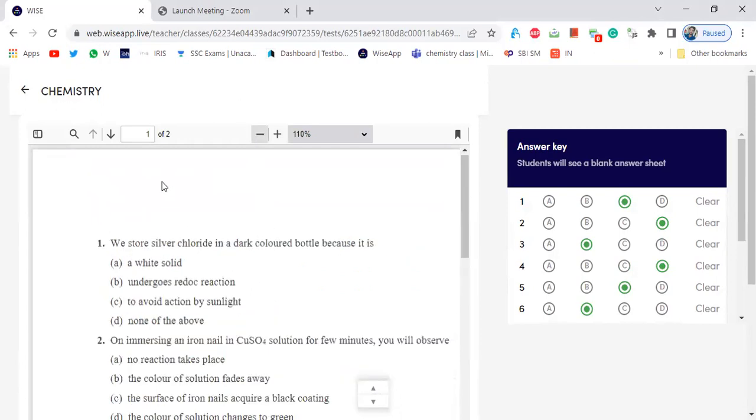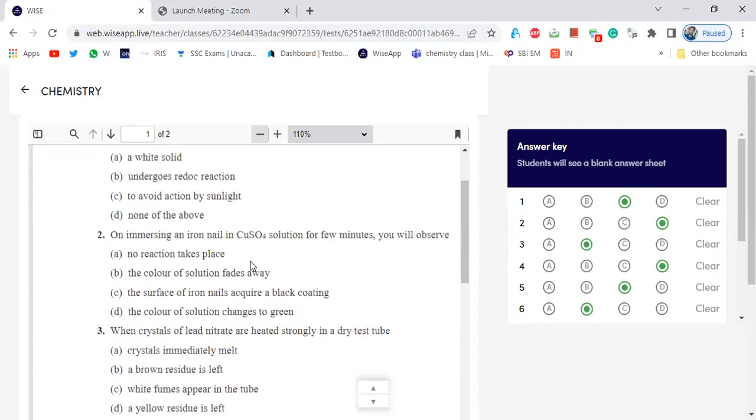So we store silver chloride in a dark bottle due to, what is the reason? To avoid reaction with sunlight. To avoid the decomposition, right? Because silver chloride in the presence of sunlight will undergo a decomposition process. So to avoid the action of sunlight. Yeah, so reaction with sunlight. Next one.